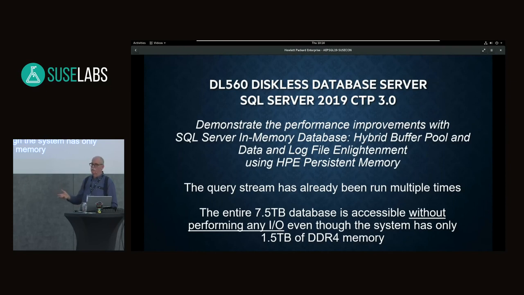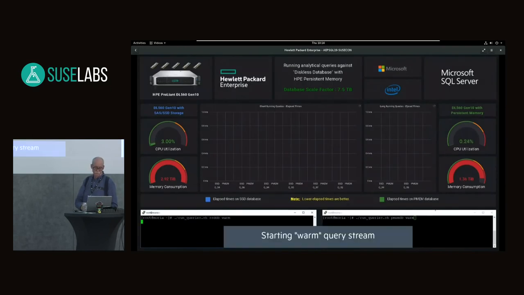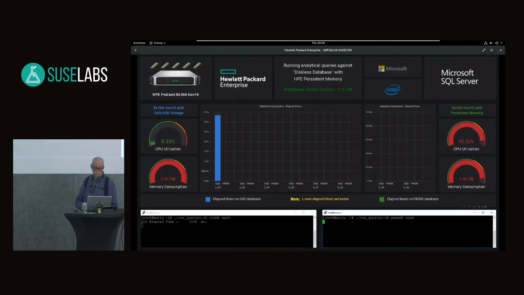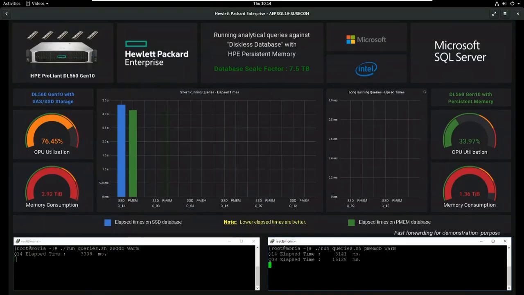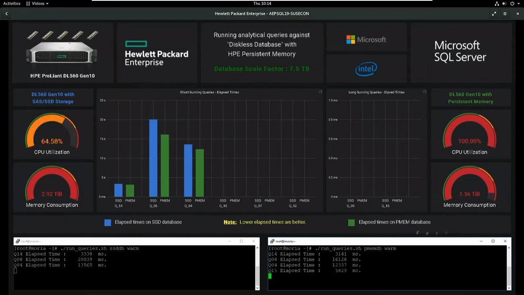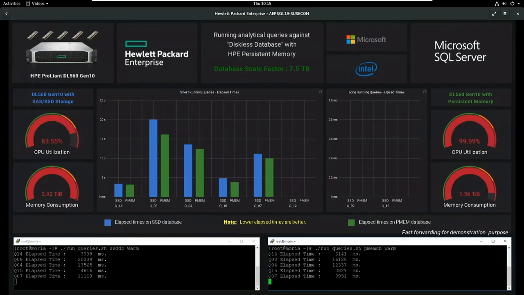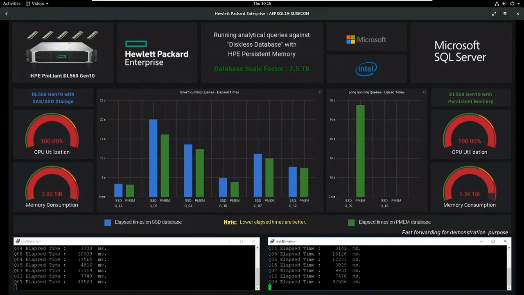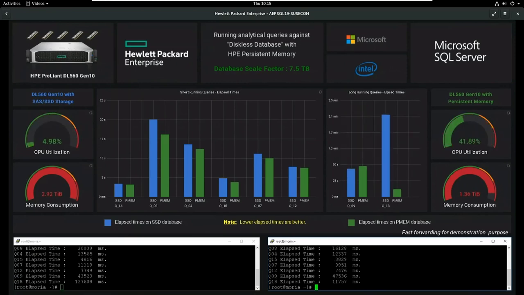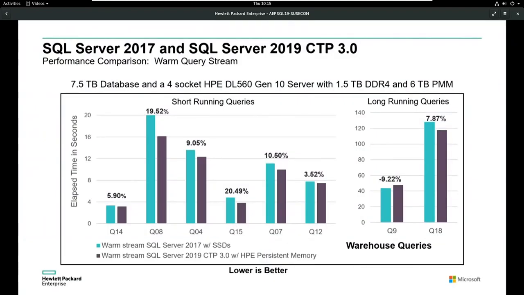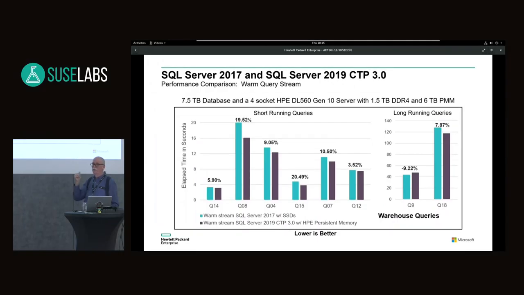Finally, it starts warm, and so it's warm throughout. So again, lower is better. Blue is 2017, green is 2019. And yes, here's one case where the pre-release bits aren't quite as good. But they understand what that is, and that's some of the stuff that they're working on.